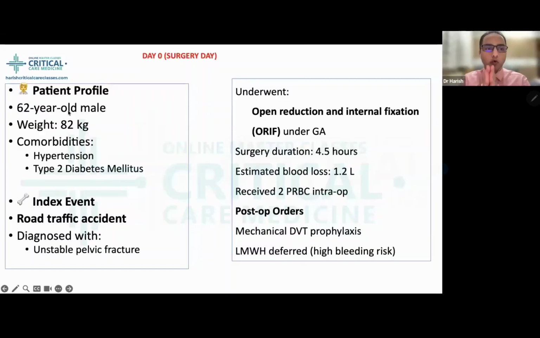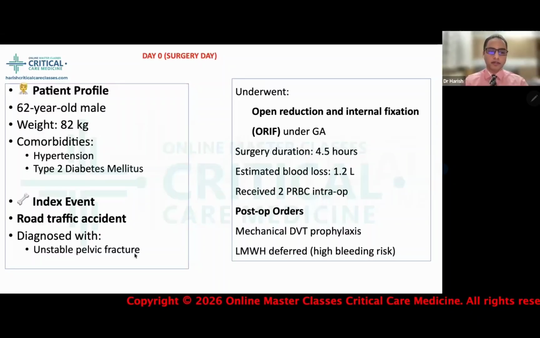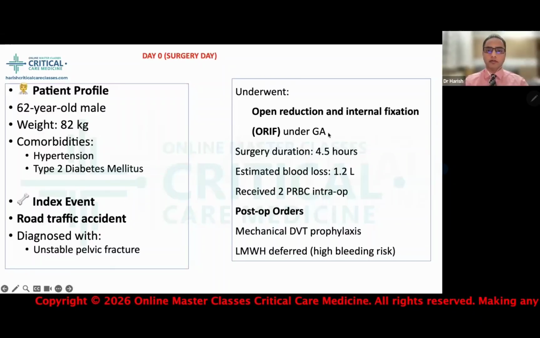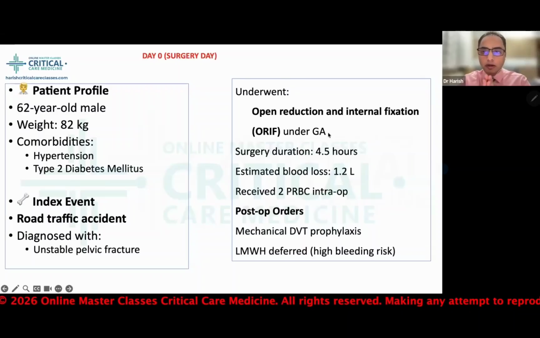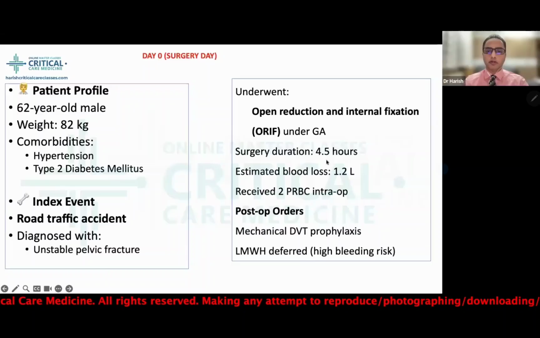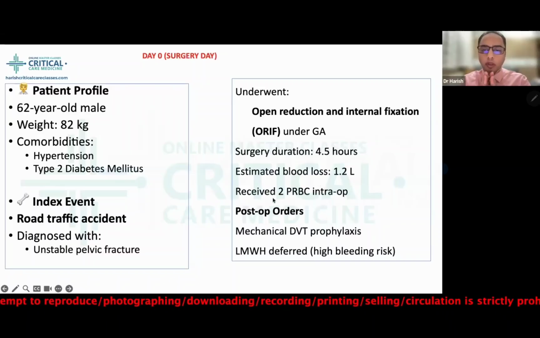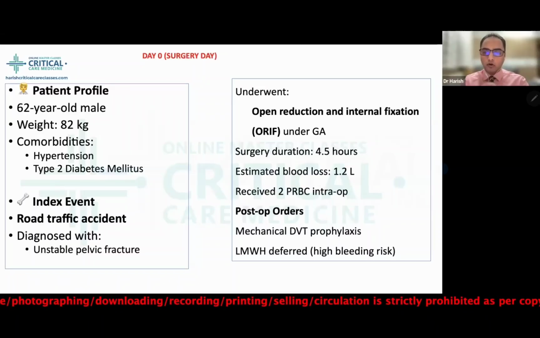A 62-year-old male patient weighing around 82 kg, a known case of hypertension and type 2 diabetes, had a road traffic accident and presented with an unstable pelvic fracture. He underwent open reduction and internal fixation under general anesthesia. Total duration of surgery was around 4.5 hours, estimated blood loss around 1.2 liters, and he received two packed RBCs intraoperatively.